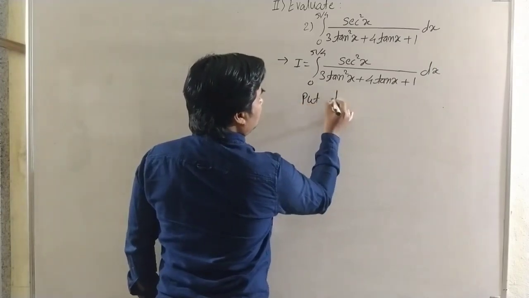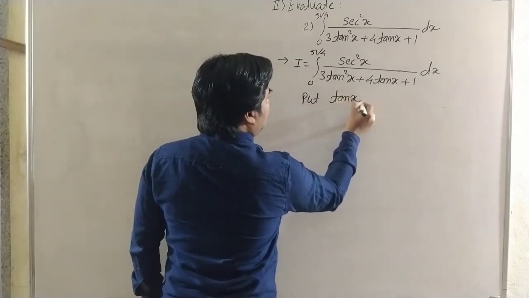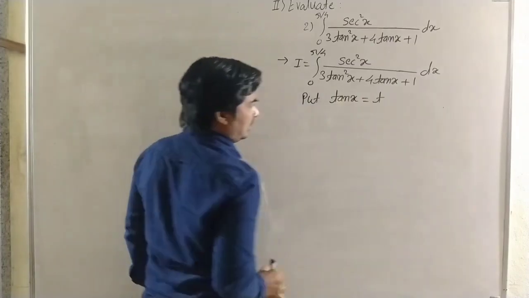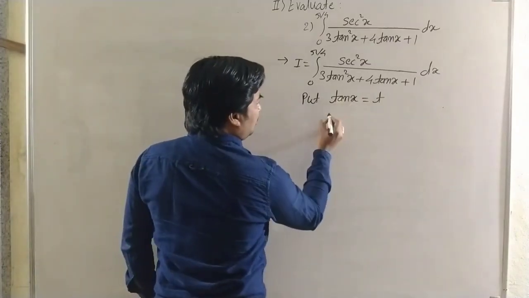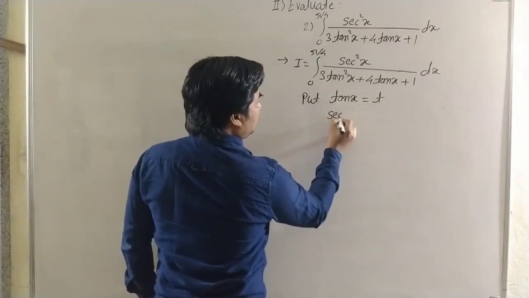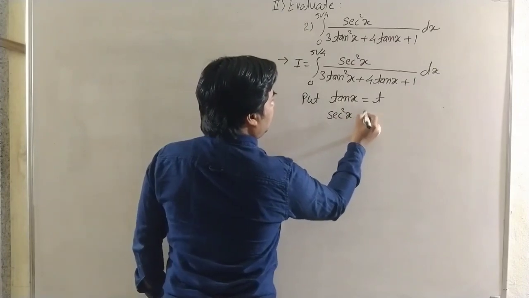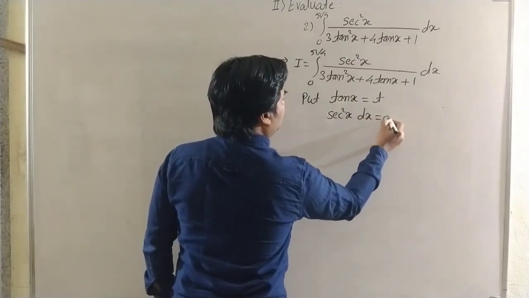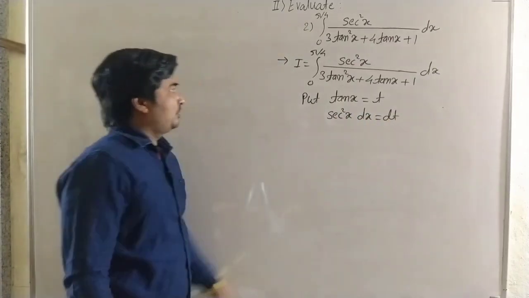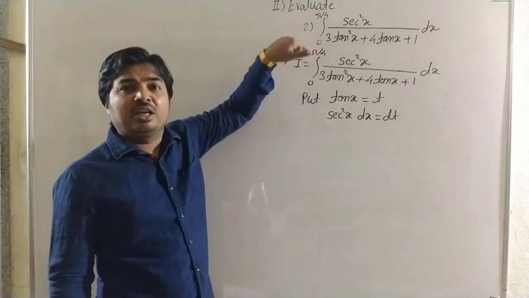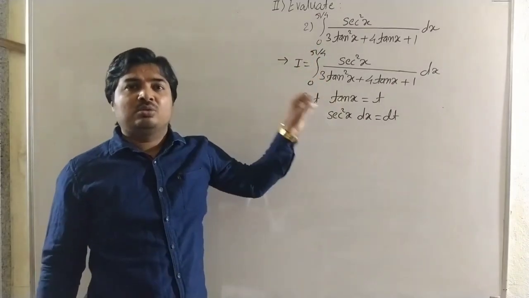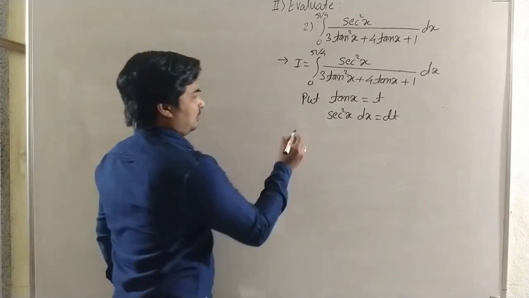Put tan x is equal to t. Then sec square x dx is equal to dt. And now here it is a definite integral and here we use the substitution, so change the limits.